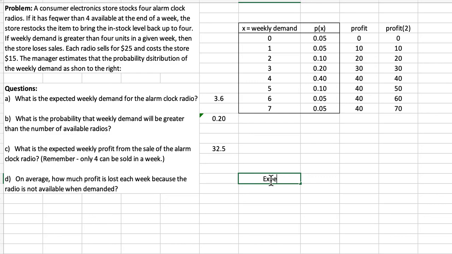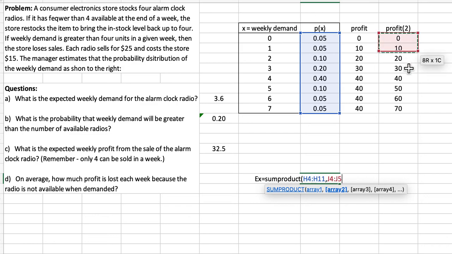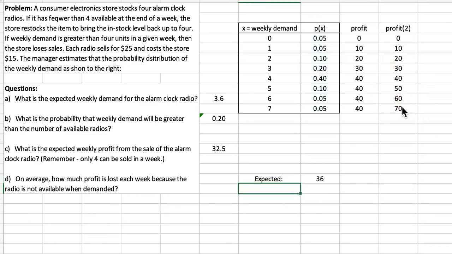Over here, the expected value would be SUMPRODUCT. Again, we're looking at the probabilities, and we're looking at the profits, and that's 36. So how much do we lose? Well, that's going to be 36 minus 32.5. So we lose on average $3.50 per week.